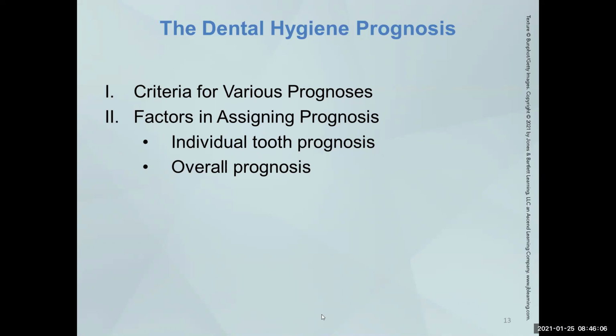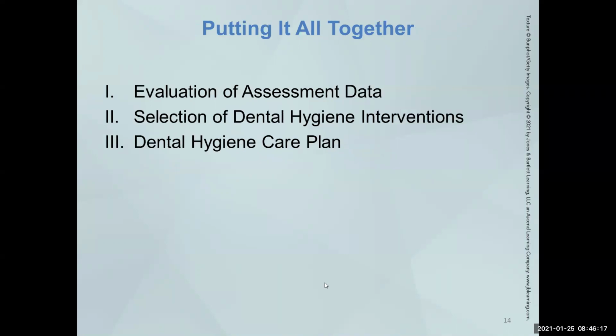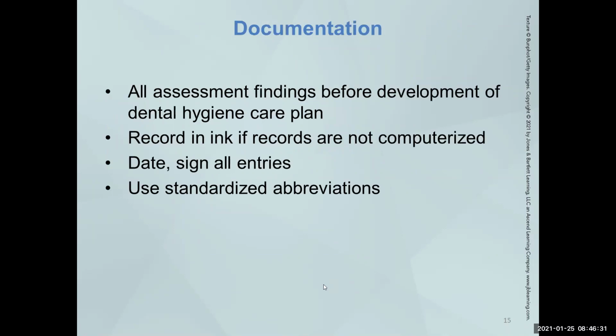So that's an individual tooth prognosis versus the overall prognosis, which is what we're doing with caries risk as well as your perio. So we're putting it all together. And it takes a long, long time to do this, as far as chair side time. And again, we're documenting everything.